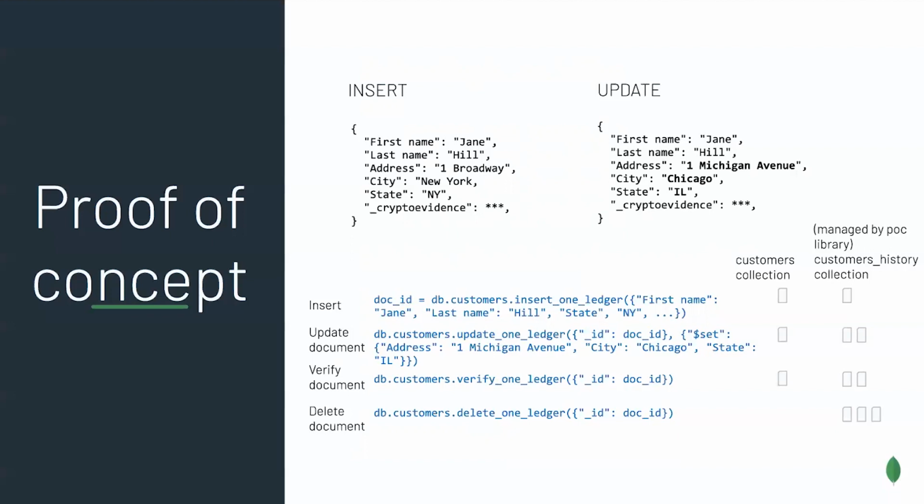Then a developer calls the verify method, which checks whether the most recent version of a document or its history has been tampered with. Finally, a developer calls the delete one ledger method, which deletes the document from customer's collection. However, the document is retained in the customer's history collection.